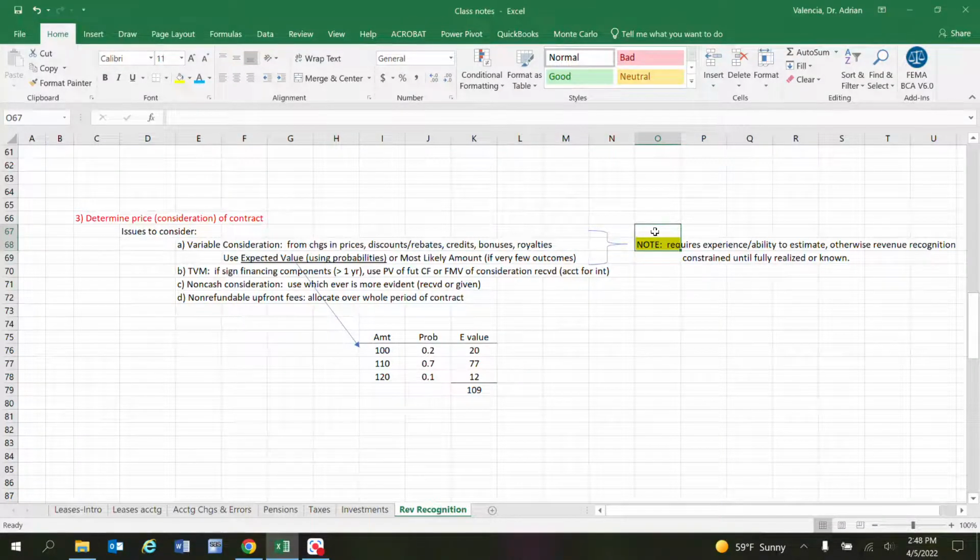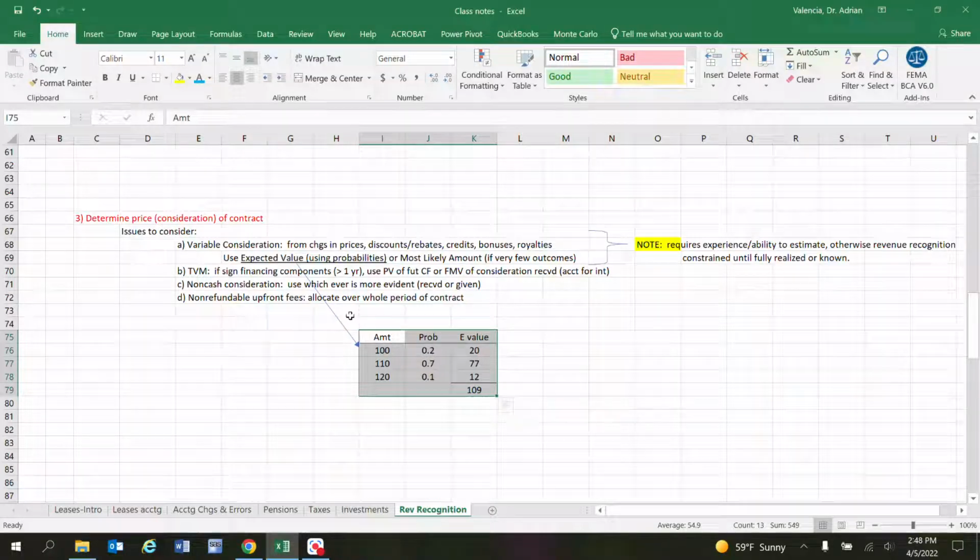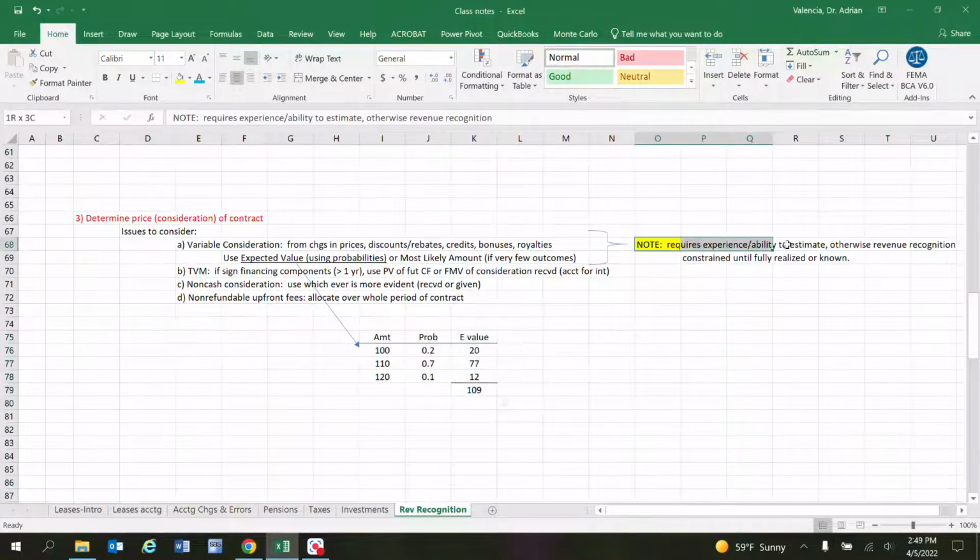If you're just starting out, and this is something that you're not used to, having a contract as such, that type of transaction, then you might not have the experience required to come up with a good estimate. And if that is the case, the revenue recognition might be constrained or delayed until you fully realize that amount or you have known probability assessments. Okay, very important. So just because we do a computation doesn't mean that that's something that we can start considering for revenue recognition. We must have the experience and know-how to do it in order for it to be useful.